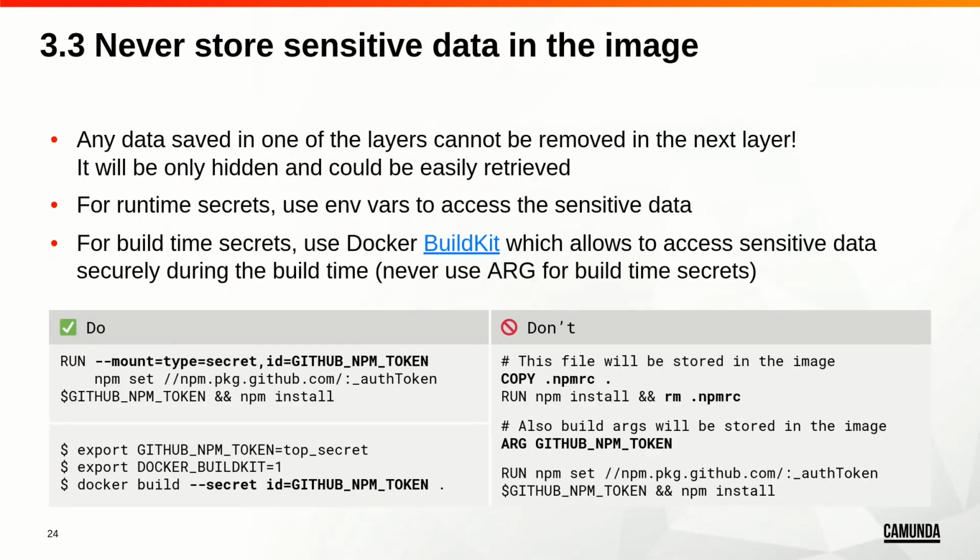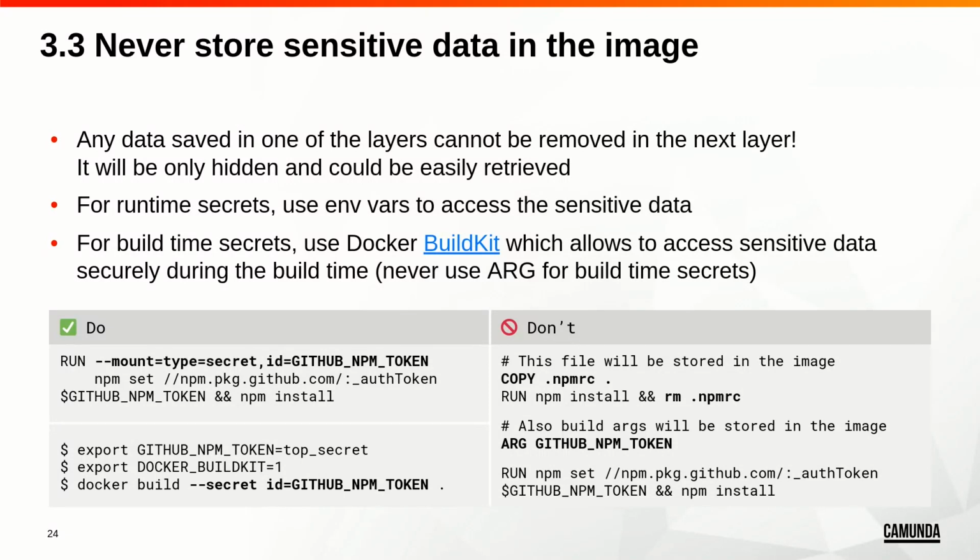Never store sensitive data in the image. This is one of the important topics also. I have seen that mistake a lot. As mentioned before, each instruction in the Dockerfile is translated into a layer in the Docker image, and Docker image layers are immutable. That means if a file is created in one of the Docker image instructions, it cannot be removed by the next instruction. The next instruction will just remove it from the image surface, but it's still there, embedded in the image.